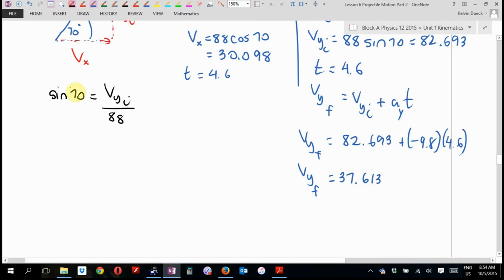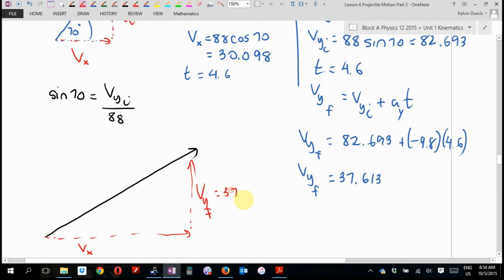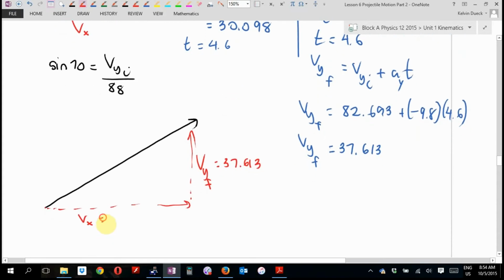So, now I'm going to draw it. This is what they're asking me to find. It might be not quite so steep. It might be steeper, but I do know it's pointing up, and that's really all I want to get in the right place. And I can now say that would be broken up into Vx and Vy final. And I now know both of those. It's going to be 37.613, and it's going to be 30.098.